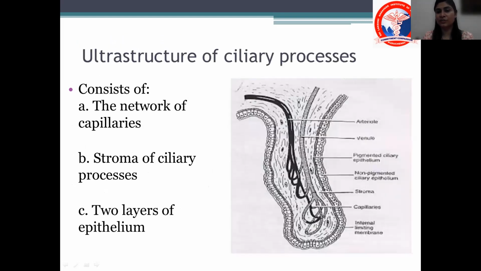The ultrastructure of the ciliary process consists of the network of capillaries, the stroma of the ciliary process, and two layers of epithelium. Now see in this structure, on the outer side there are two layers of epithelium, the cuboidal epithelium and the inner epithelium, then the stroma in which the network of capillaries is present. Here.